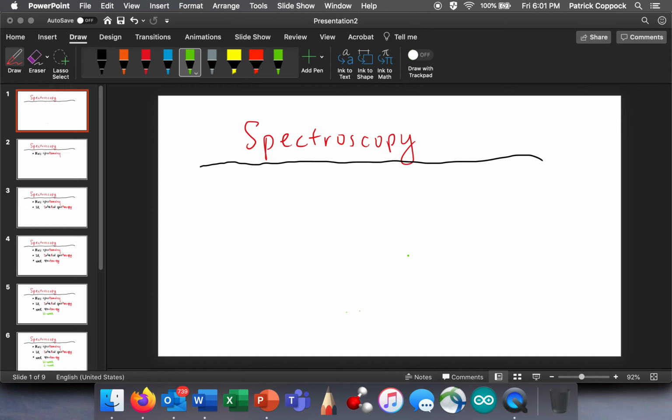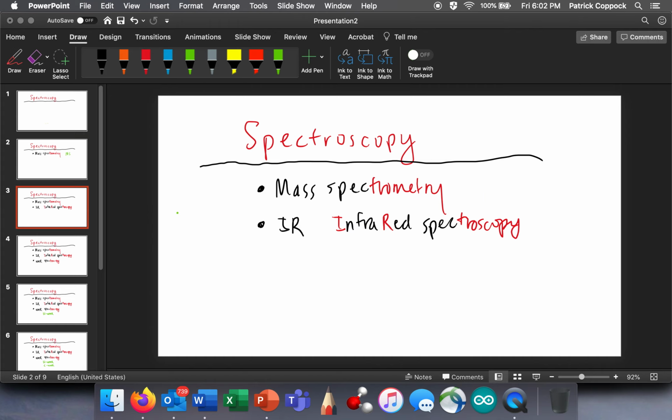First of all, there are three kinds of spectroscopy that we are going to be considering. First, mass spectrometry, okay? We're going to call it mass spec. Occasionally we may say MS. The second kind is IR, or infrared spectroscopy, okay? So we might say IR spec, but that's what we're talking about, infrared spectroscopy, IR.